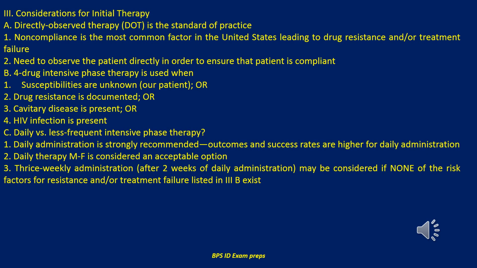4. Four-drug intensive phase therapy is used when: 1. Susceptibilities are unknown, or 2. Drug resistance is documented, or 3. Cavitary disease is present, or 4. HIV infection is present. When should we use daily versus less frequent intensive phase therapy?